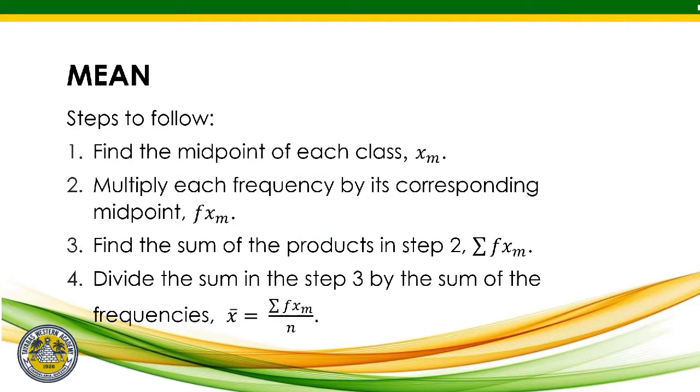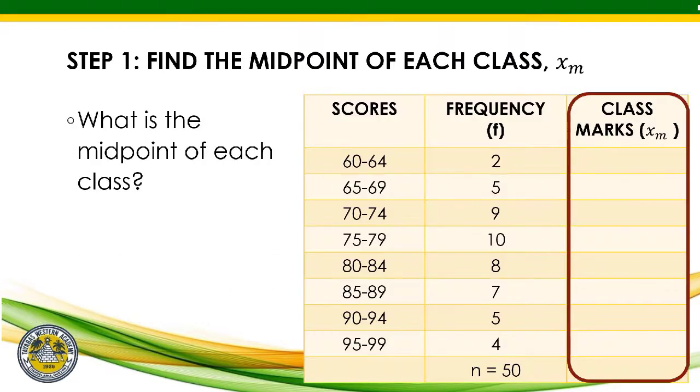You need to follow the steps in finding the mean. Find the midpoint of each class. That is the first step. Second step, you need to multiply the frequency by its corresponding midpoint. Then for the third step, you need to find the sum of the products in step 2. Then in step 4, you need to divide the sum in step 3 by the sum of the frequencies using the given formula.